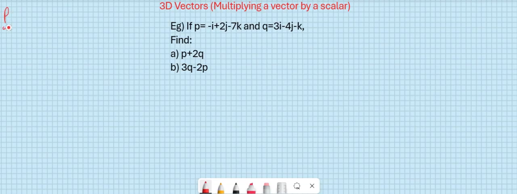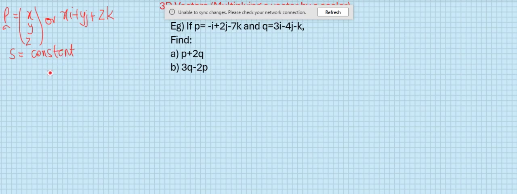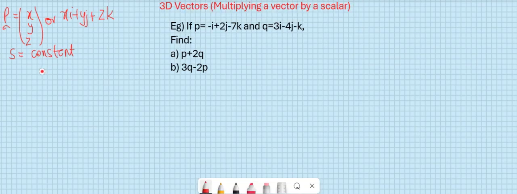So if we have a three-dimensional vector P, (x, y, z), or xi plus yj plus zk, and we want to multiply by a scalar S, it's a constant. Just as with two-dimensional vectors, when you come to three-dimensional vectors, you will multiply the constant or the scalar quantity by each of the components.